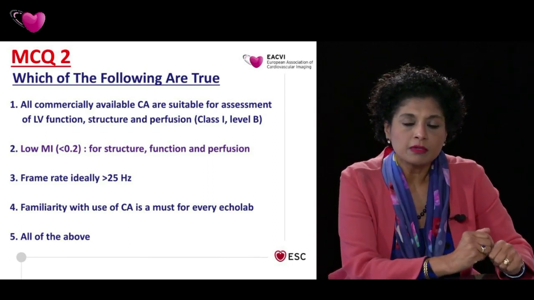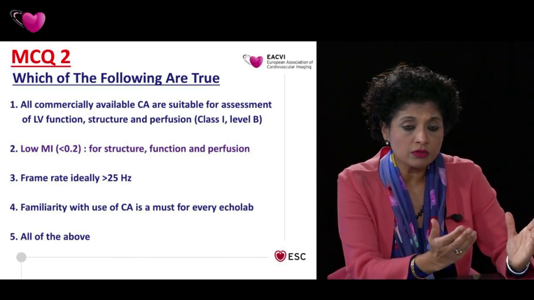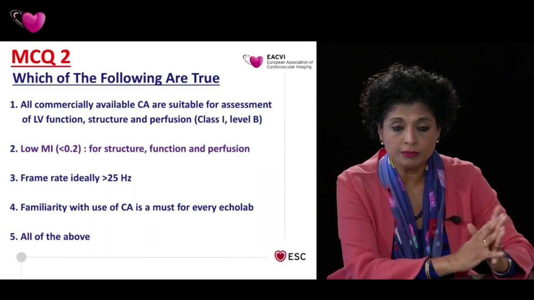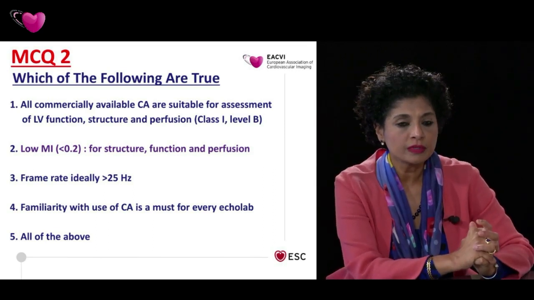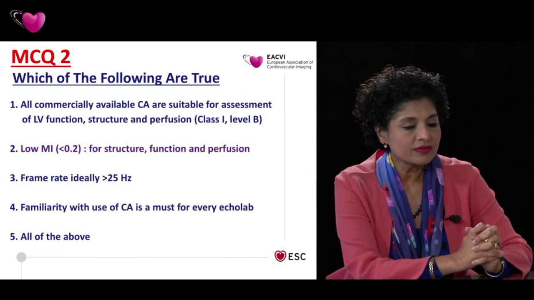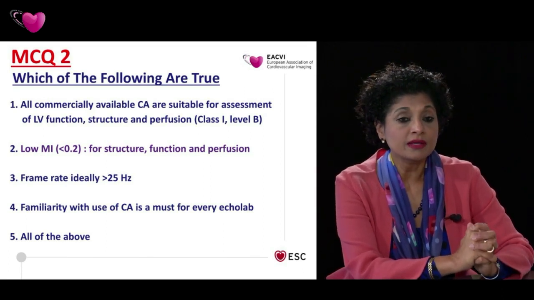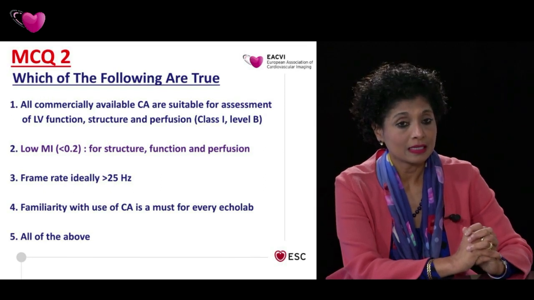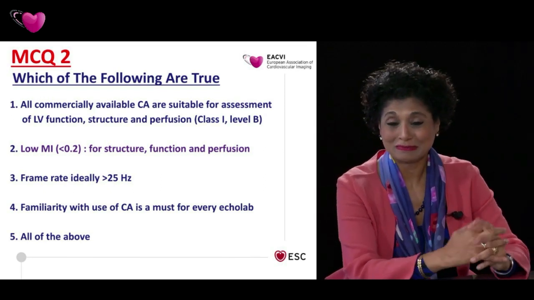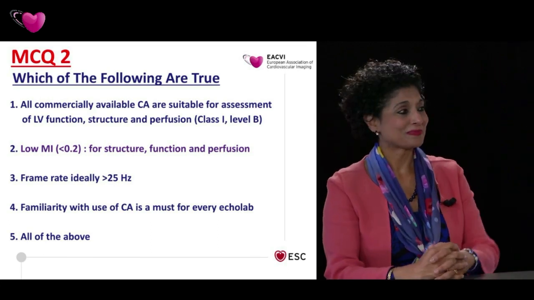All commercially available contrast agents are suitable for assessment of function, structure, and perfusion. We should use low MI imaging for structure, function, and perfusion. Frame rate should be more than 25 Hertz. And familiarity with use of contrast is a must for every echo lab. And point 5 is all of the above. Please go ahead and choose.